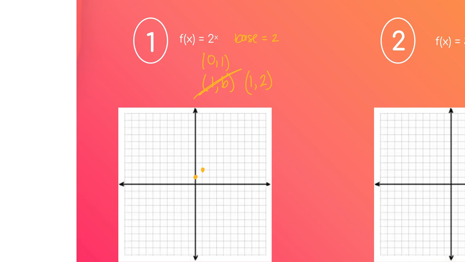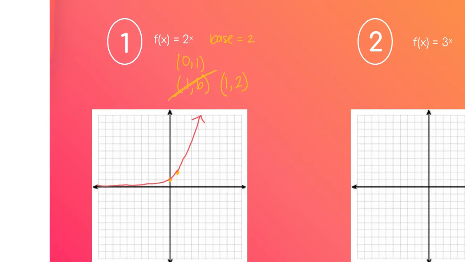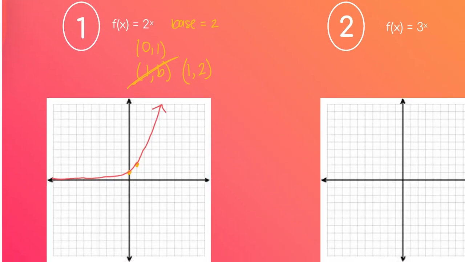If you want to guesstimate where your graph is going to go, remember, it's never going to cross, or at least in this case, it's not going to cross your x-axis. So it's going to look something like this. It's going to get super close, and then it's going to curve up. So let's find more points just to make sure my graph is as accurate as possible. So how am I going to find more points? I'm going to draw a t-chart.